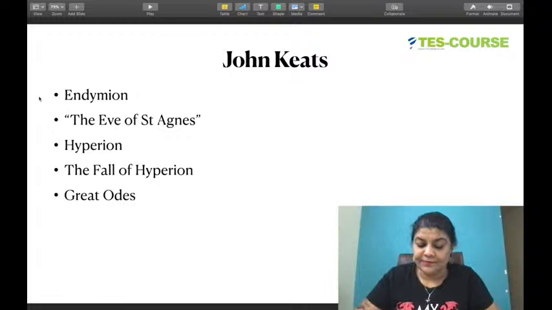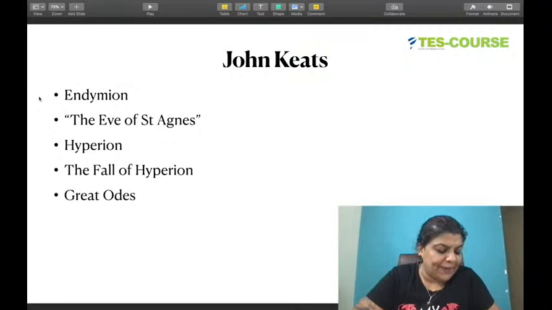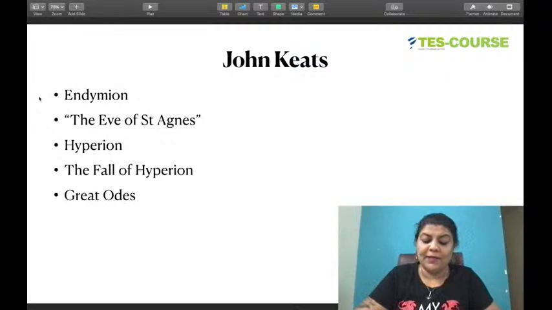Now, how many great odes did Keats write in the year 1819? 6 great odes. Which is Keats's unfinished epic? There are 2, Hyperion and The Fall of Hyperion.